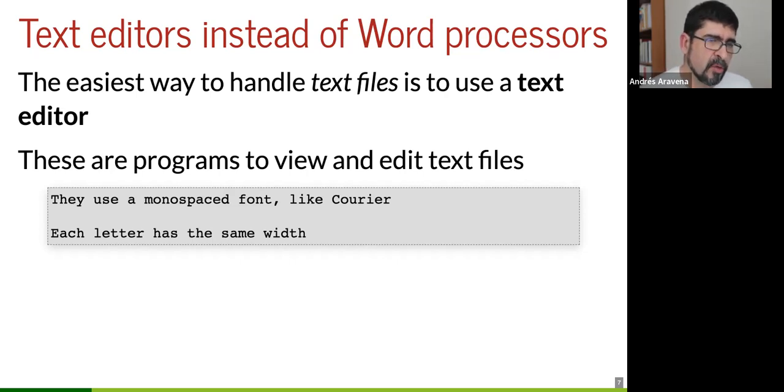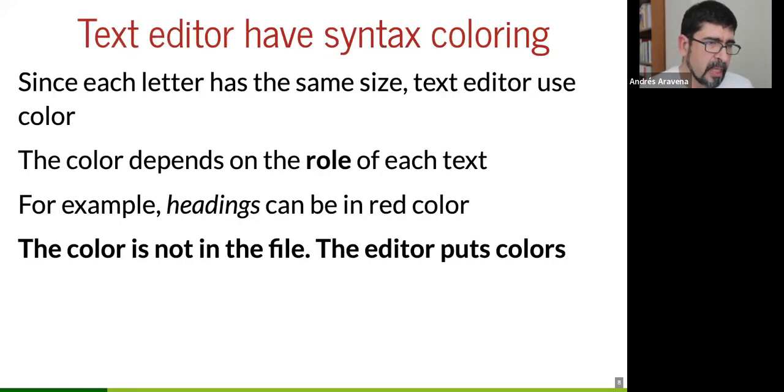If you are doing science, and especially if you do computer science, you want to use text files. One of the advantages of a text editor is that it shows you colors that represent the meaning of things. The color depends on the role of each text, for example, a heading. The color is not in the file. In Word, if you paint colors, the colors are encoded in the file. In a text file you have only text, but the text editor can help you. That's called syntax highlighting.